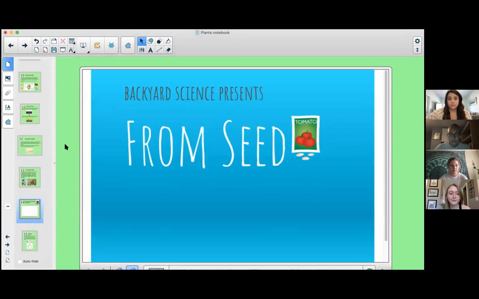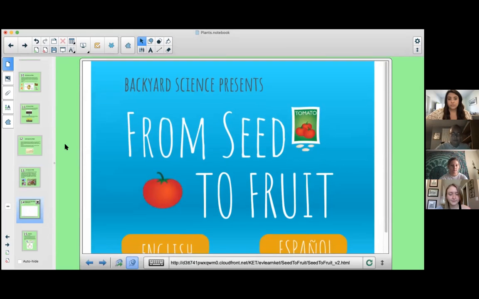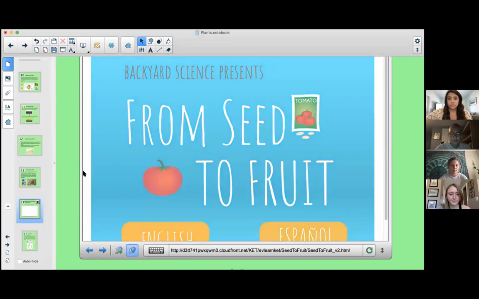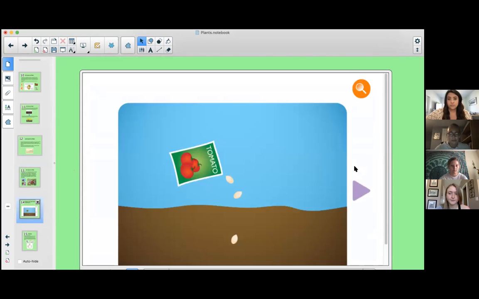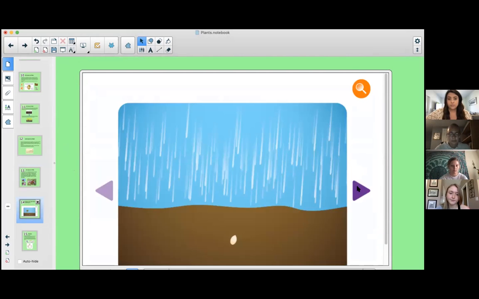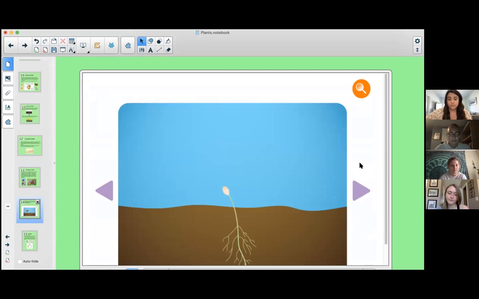Backyard Science presents From Seed to Fruit. The seed is planted. Plants need water to grow and get bigger. They get water from rain and from us. The seed starts to grow roots to help it get food from the soil. As the seed grows, its roots get longer to get more food and water from the soil.